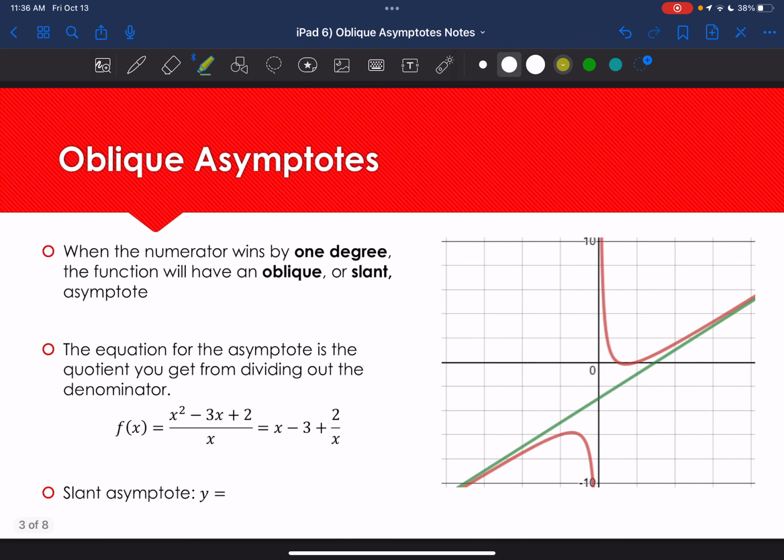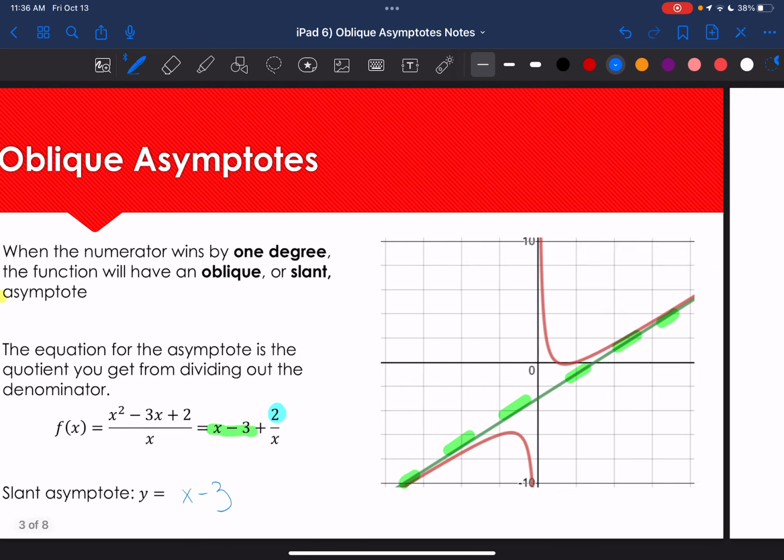So in this case, the equation for the asymptote is the quotient you get from dividing out the denominator. And we're going to have oblique asymptotes when the numerator wins by 1 degree. They're called oblique, and also slant asymptotes. If you do the division for this function, x squared minus 3x plus 2, you get a remainder of 2, but the quotient is x minus 3. That's this line here, my slant asymptote. So our slant asymptote in this case is y equals x minus 3.